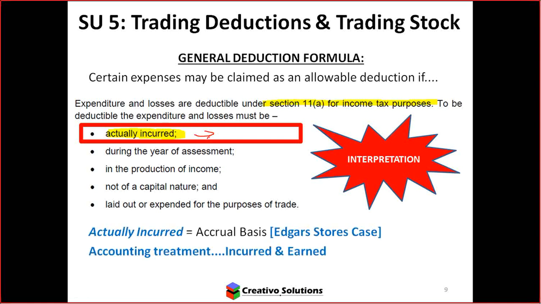Right, so is there a case for this? Yes, there is. It's called the Edgar Stores case. Actually incurred based on an accrual basis. Accounting is very useful here. That's why I put the word accounting treatment.